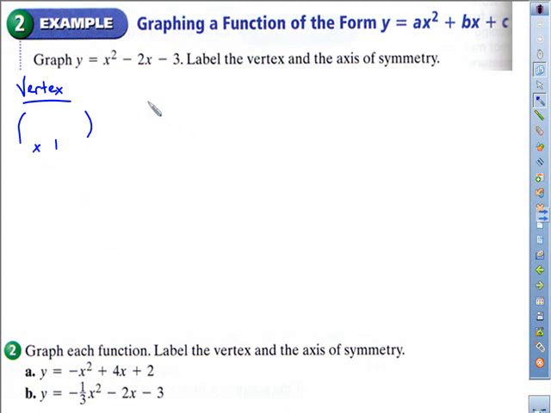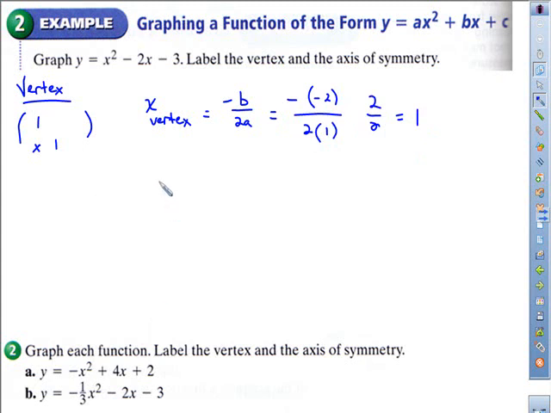So the x value of the vertex is equal to negative b over 2a. That gives us our negative, because that's in the formula, and the b value in this case is negative 2, over 2 times a. The a value is 1, so it gives us positive 2 over 2, which results in 1. So the x value of the vertex is 1.